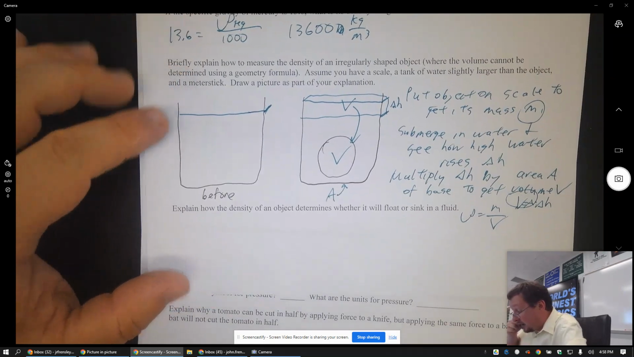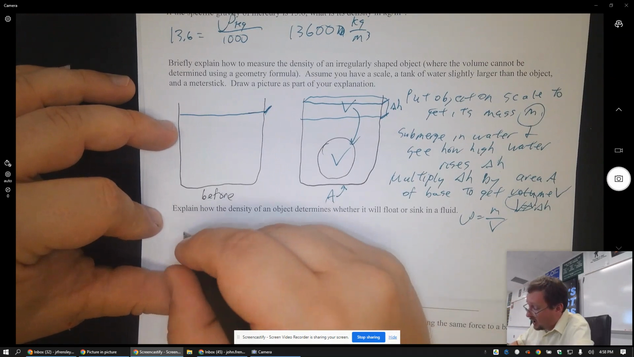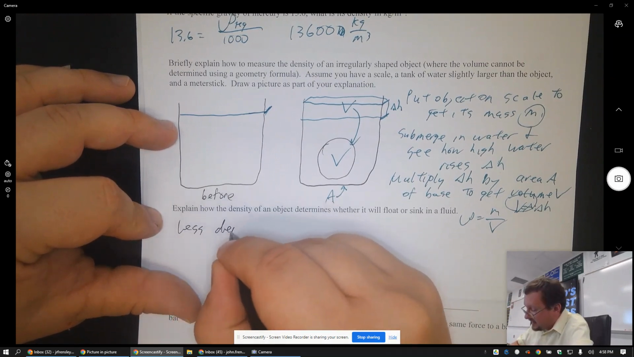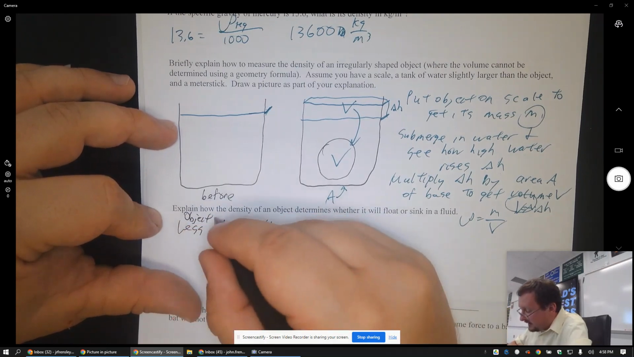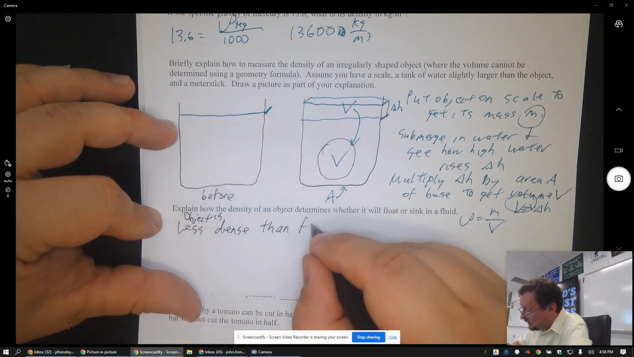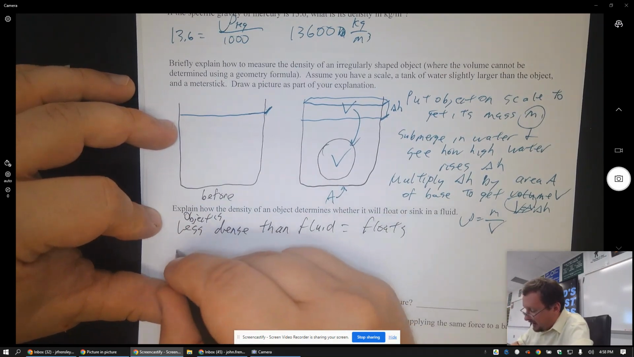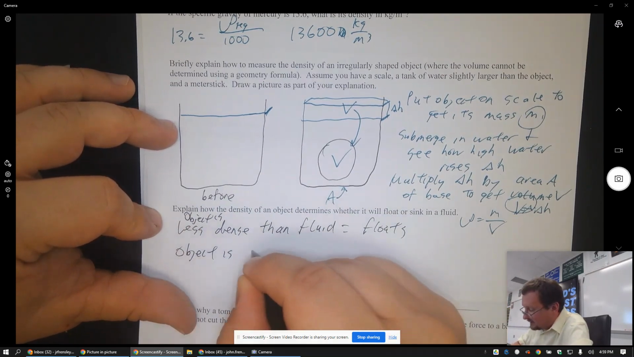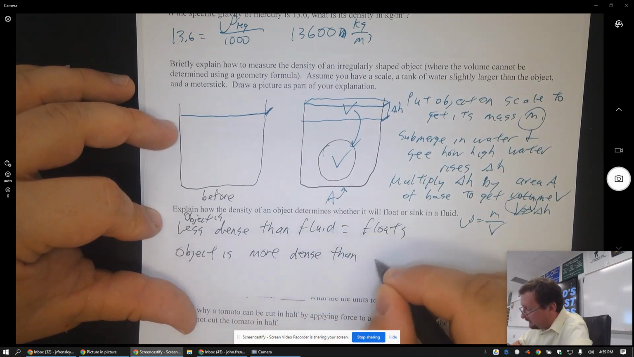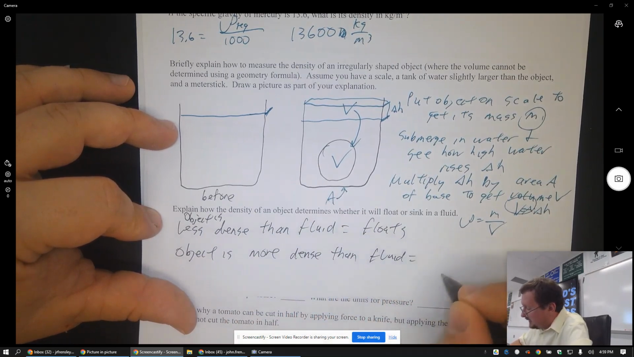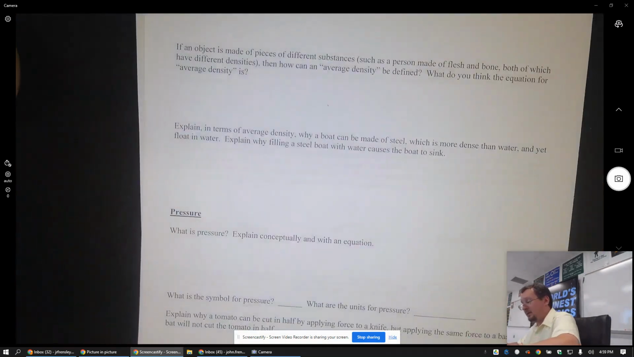Okay, now this is something students should already know, but just make sure they know: if the object is less dense than the fluid, the object floats, right? And if the object is more dense than the fluid, the object sinks, okay? They should pretty much know that already. I'm hoping they would know that already.